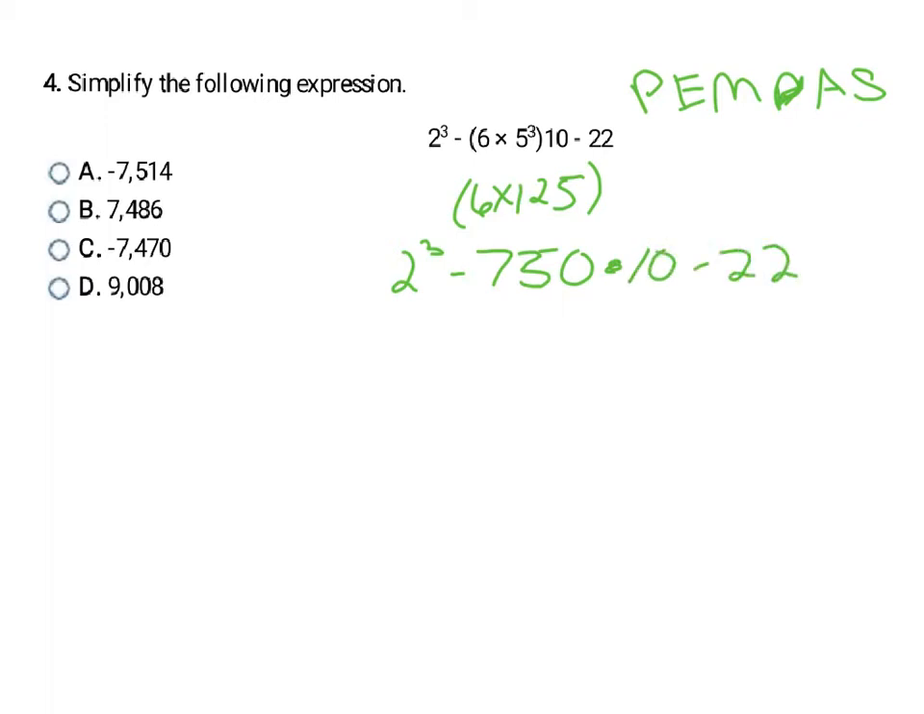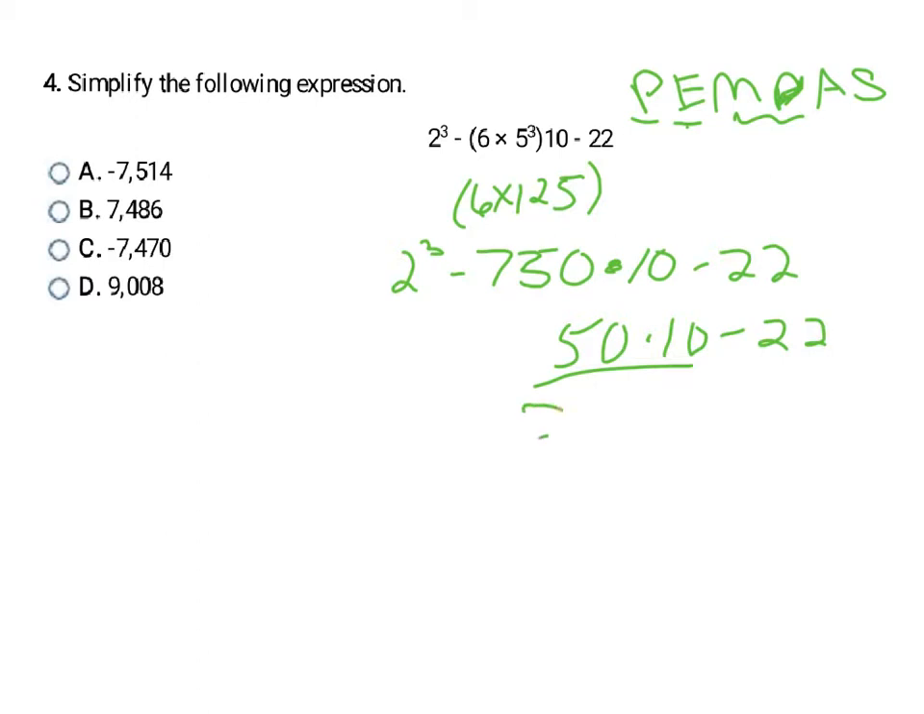So I have parentheses done. I'm going to go ahead and look for exponents. So here I have 2 cubed, which is 2 times 2 times 2, which is 8. And everything else stays the same. Next is multiplication and division, left to right. So here I have multiplication.